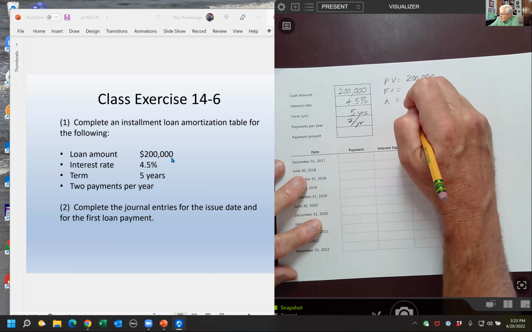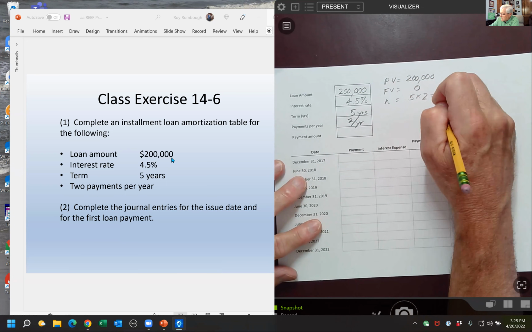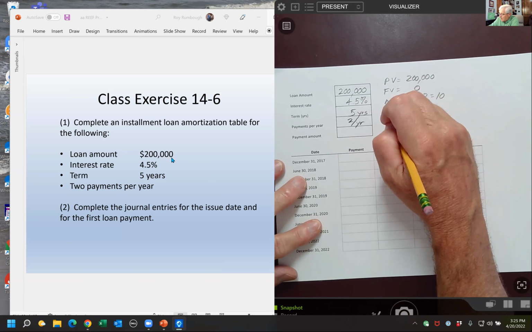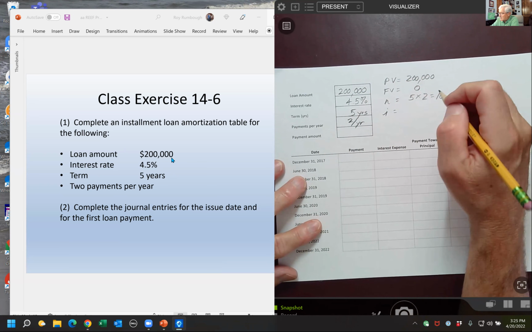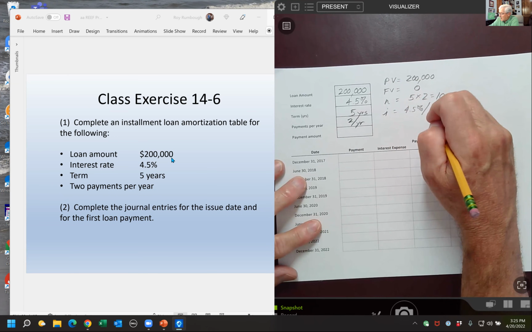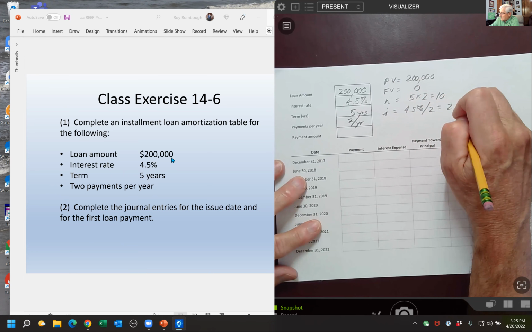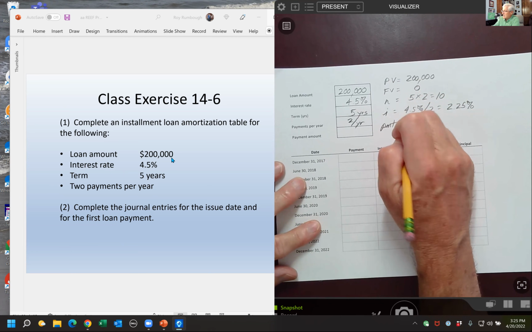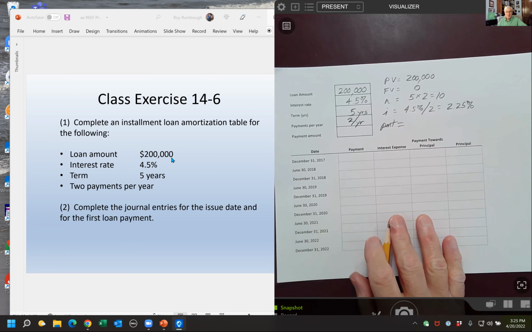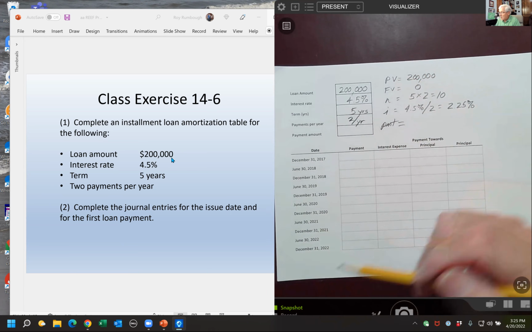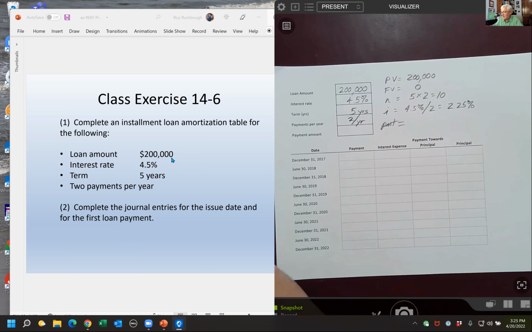N equals 5 times 2 equals 10. And interest rate, because there are 2 payments a year, it's going to be 4.5% divided by 2, or 2.25%. If you had one of these problems on the exam, you're going to have to calculate the payment. But we know 4 of the 5 variables, and so we can get there.